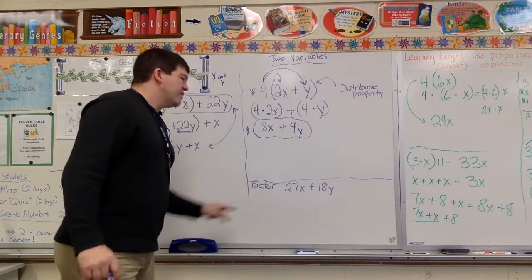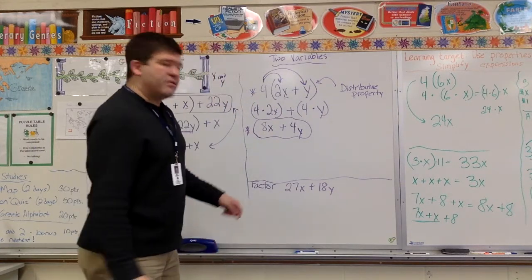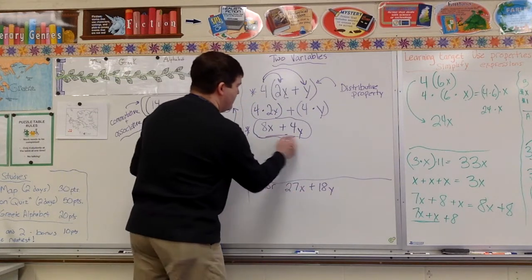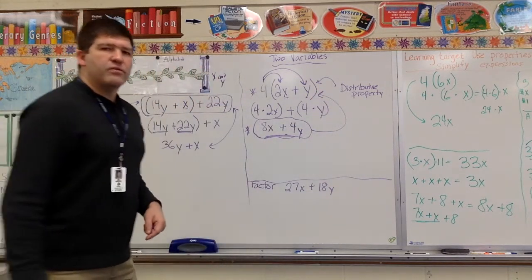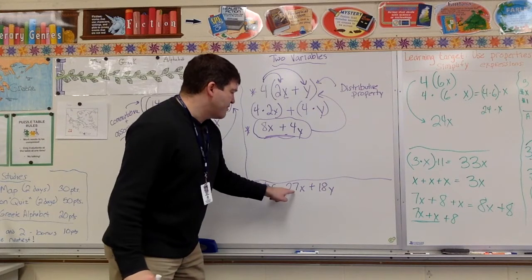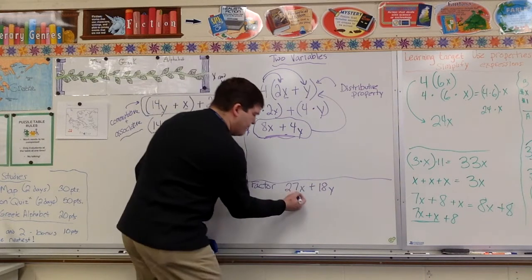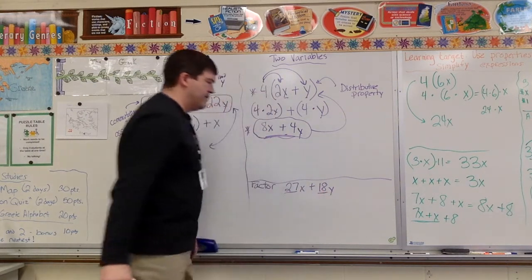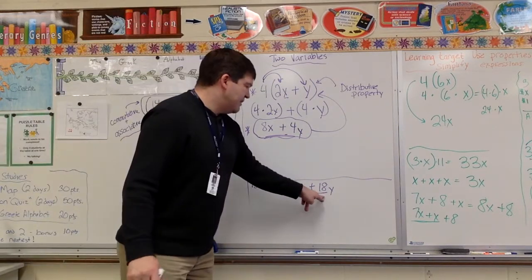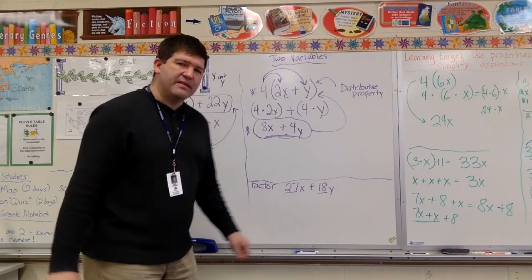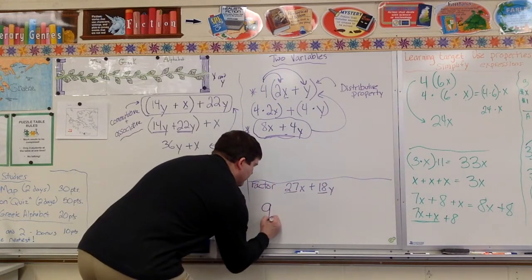Okay, I'm going to do one more. This one I'm going to do as a factor. So I'm going to take it from this, from here, and I'm going to take it backwards. Okay? So what I want to do is find the greatest common factor of 27 and 18. I know that 9 goes into 18, and 9 goes into 27. So I'm going to do 9 here.